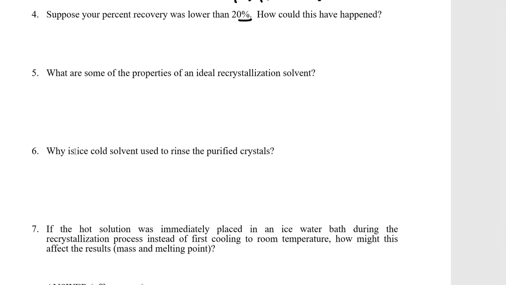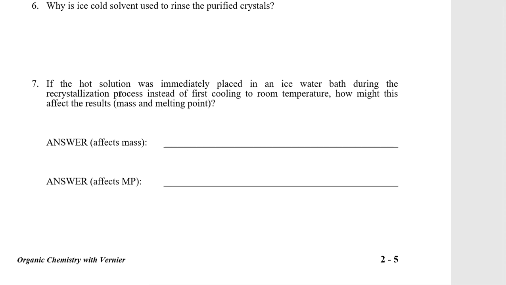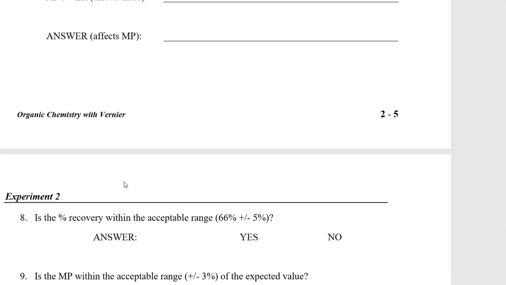Number six says, why was ice cold solvent used to rinse the purified crystals? Why did we want to make sure that it was super cold before we took that squirt bottle to those crystals and gave them a good rinse at the very end? Number seven, if the hot solution was immediately placed in an ice water bath, what could have happened as far as mass goes, and what could have happened as far as melting point goes? Remember, I briefly mentioned what would happen if you immediately put it in the ice water bath. So how would that affect melting point, and how would that affect your mass?